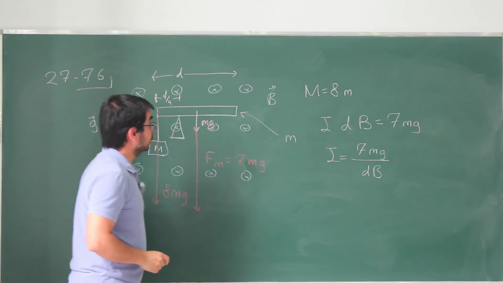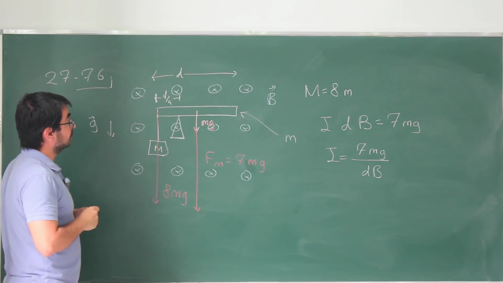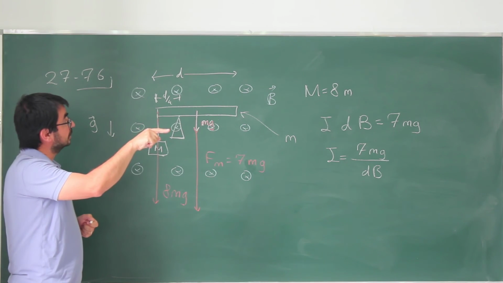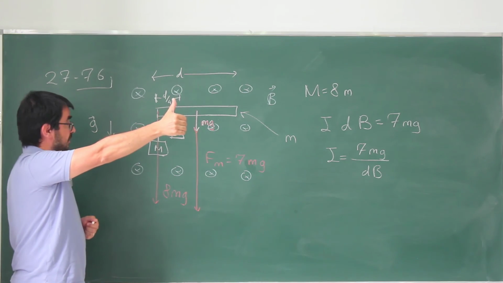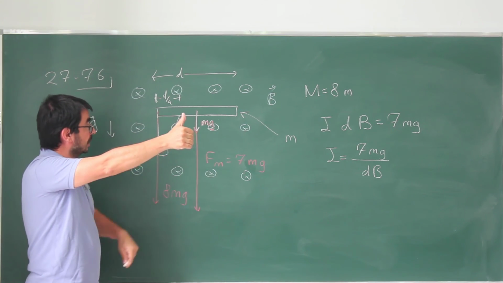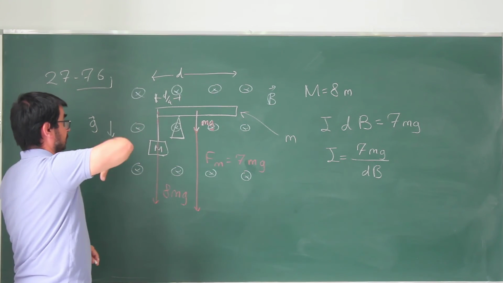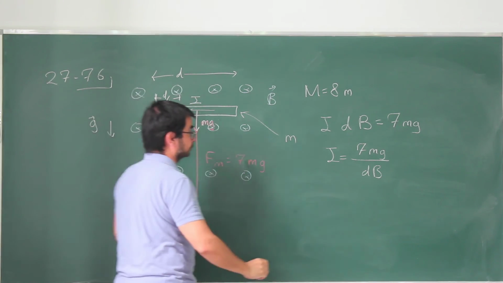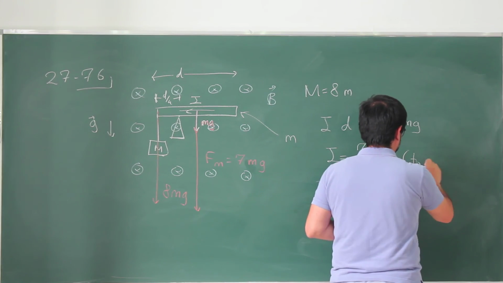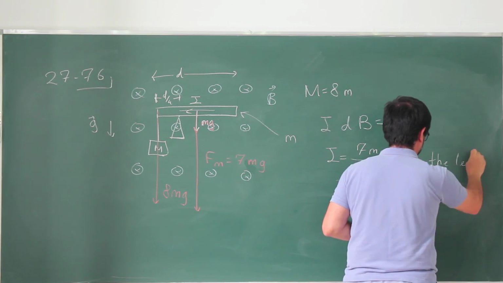What about the direction? Well, the direction could be this way or that way. If it is that way, then the magnetic force is going to be this way, upwards, which is not what we want. We want the magnetic force to be downwards. If it's this way, then the magnetic force is downwards, so the current must be flowing this way. We say to the left.